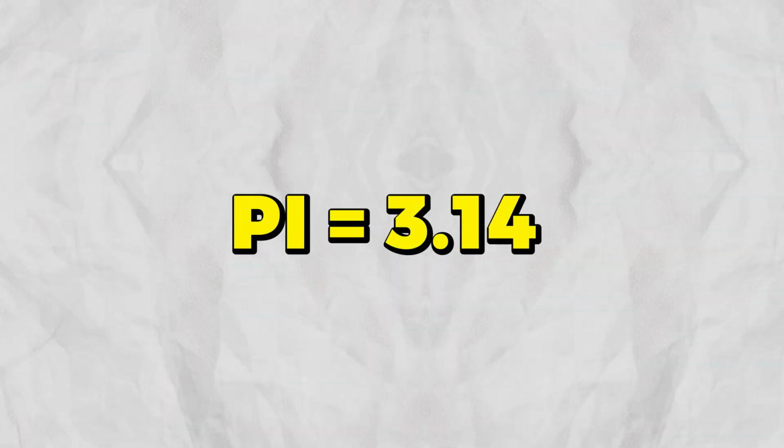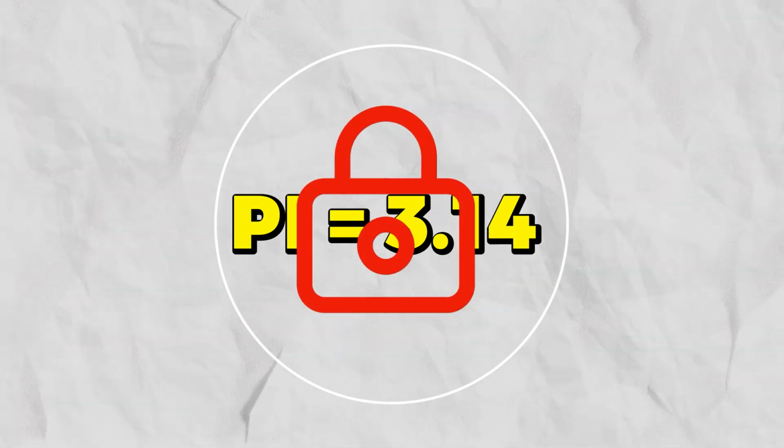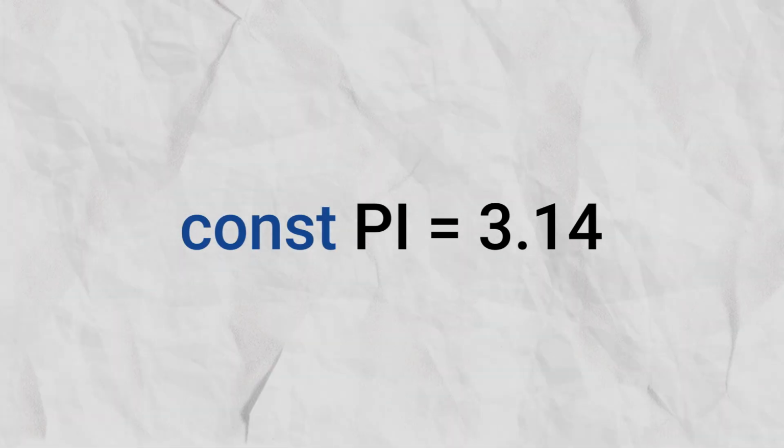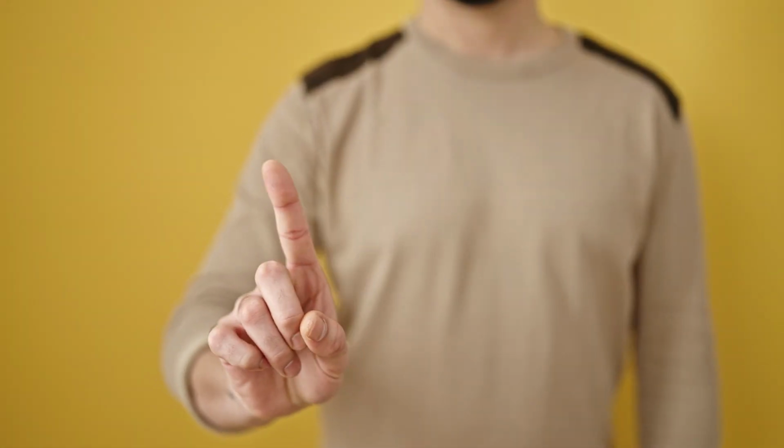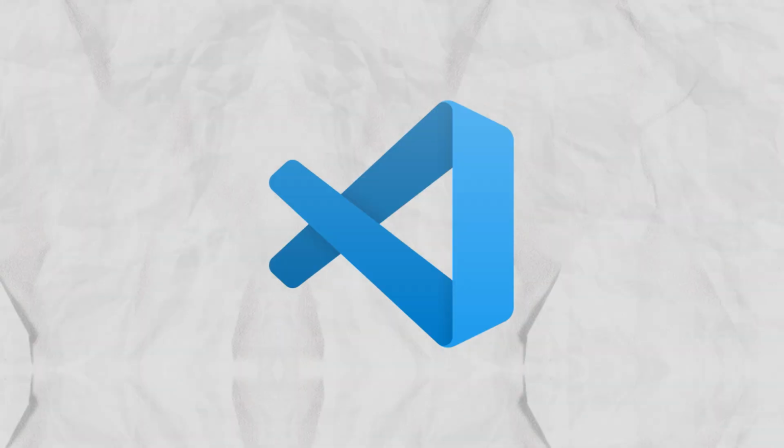Let's say you want to store the value of pi, which is always 3.14. You don't want the value to change, so you make it a constant. Here we use const instead of let, which means pi is now a constant. No one can change its value. Now let's see it practically in Visual Studio Code.